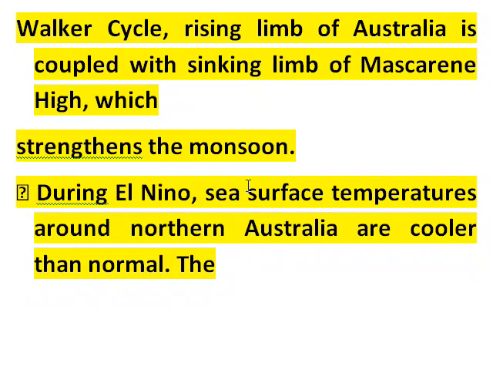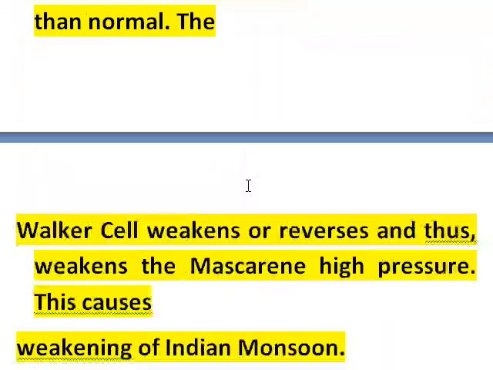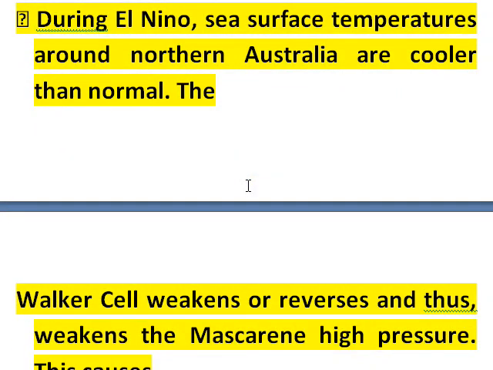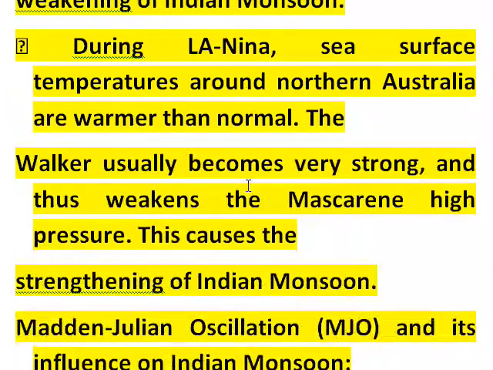During El Nino, the sea surface temperatures around northern Australia are cooler than normal. The Walker circulation weakens or reverses, and thus weakens the Mascarene high pressure. This causes weakening of the Indian monsoon.